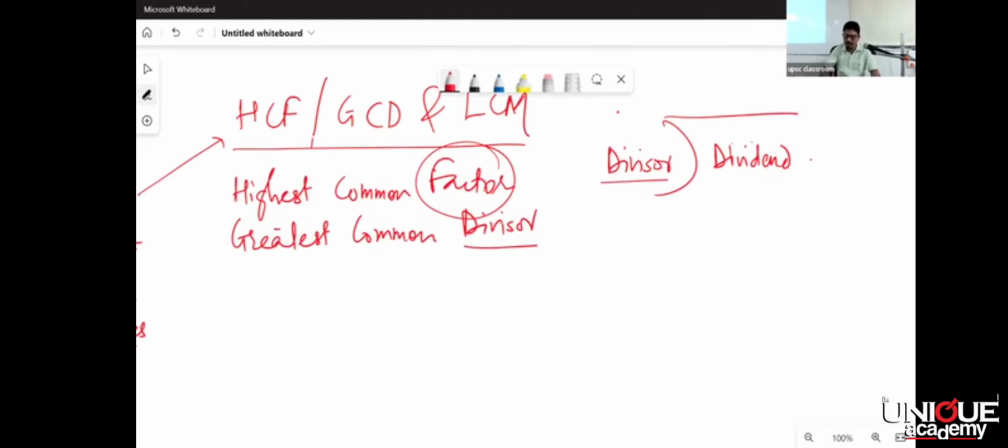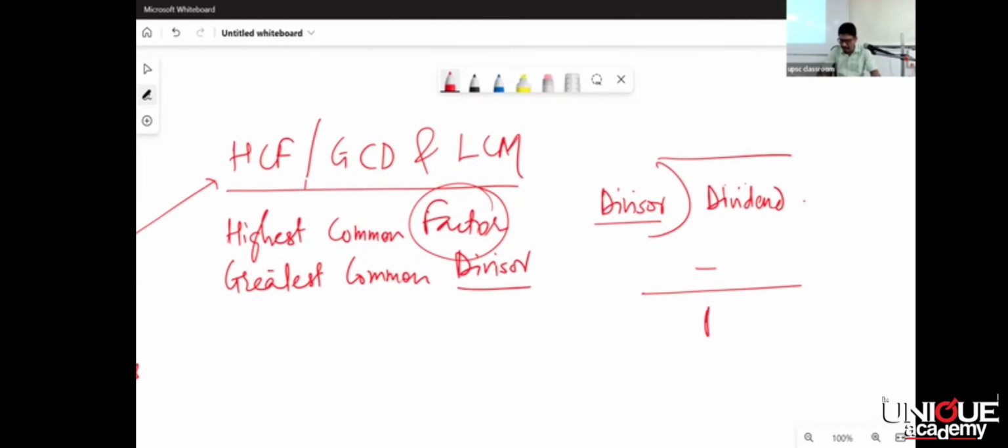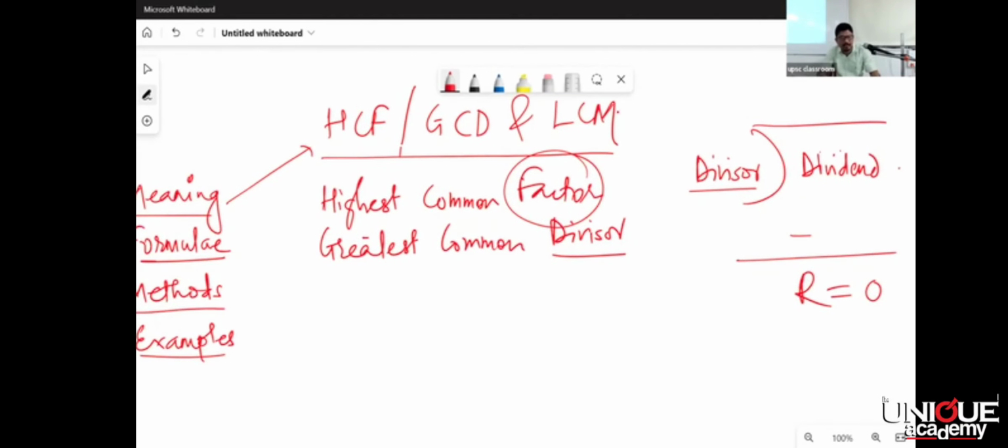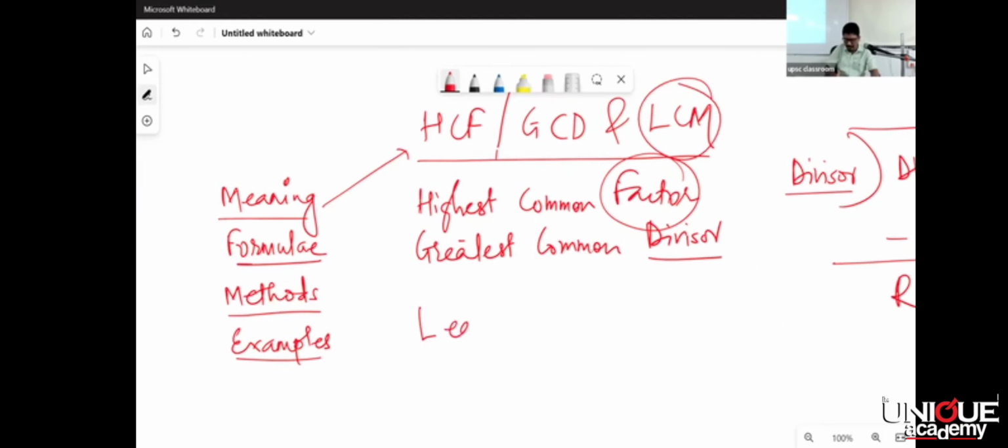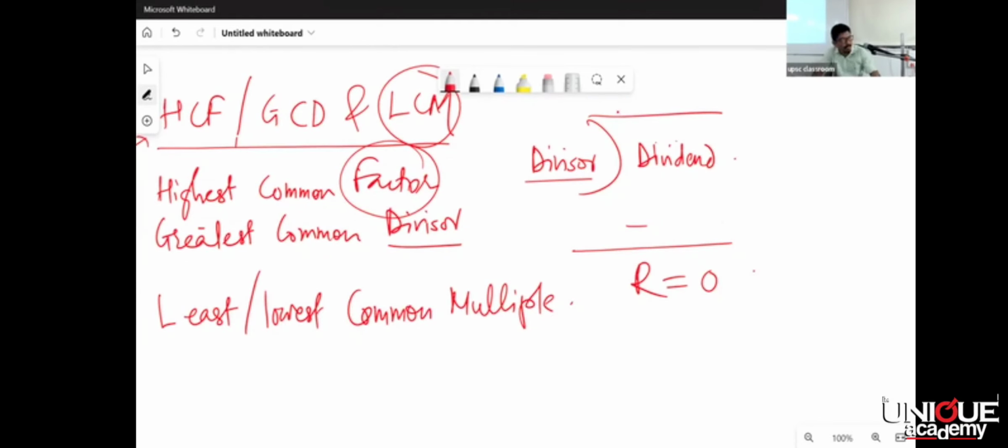So HCF as well as LCM relate in this thing that the remainder has to be 0 only. So the highest common factor or greatest common divisor is the largest number which divides all the given numbers completely. While LCM, what is LCM? Lowest common multiple. A multiple means the number which is completely divisible. So in other words, it is the smallest number which is completely divisible by all the given numbers. That is the LCM.